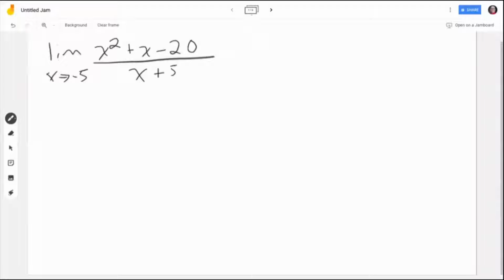All right, in this video, I want to take a look at limits of rational functions. We're going to do a few videos on this, but I want to start with this one. So for this video, we're looking at the limit as x approaches -5 of (x squared plus x minus 20) over (x plus 5). Now, when we're looking at this, we see we have a rational function because it's a function divided by another function.